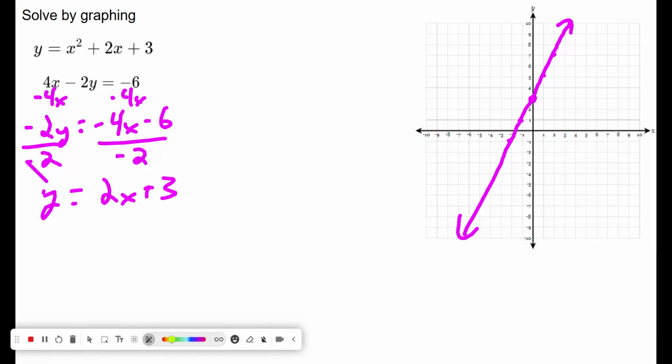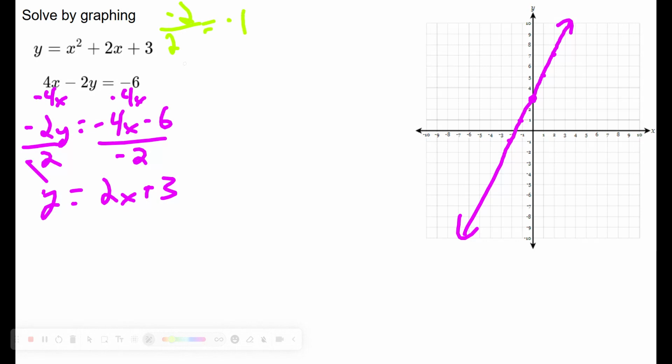So let's find our vertex. Negative 2 over 2 times 1 is negative 1 for my x value. Let's plug that in. Y equals negative 1 squared plus 2 times negative 1 plus 3. Negative 1 squared is 1, minus 2 plus 3. Negative 1 plus 3 is 2. So my vertex should be at negative 1 and 2, right there. Doesn't really cross over. Sorry, I'm getting knocks at the door.